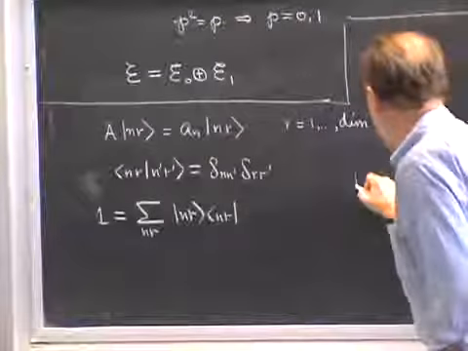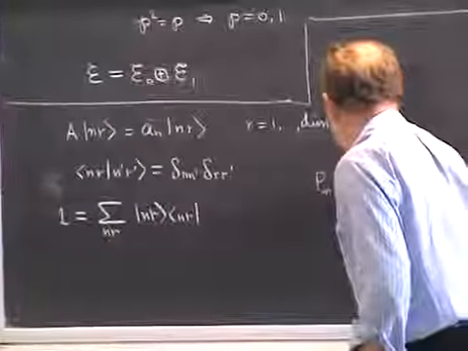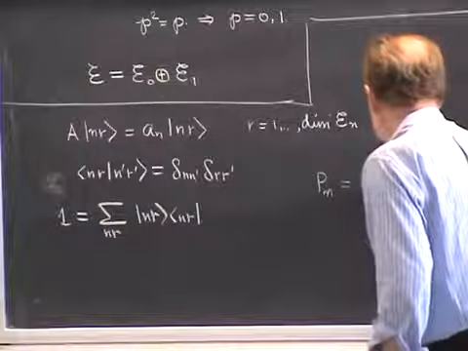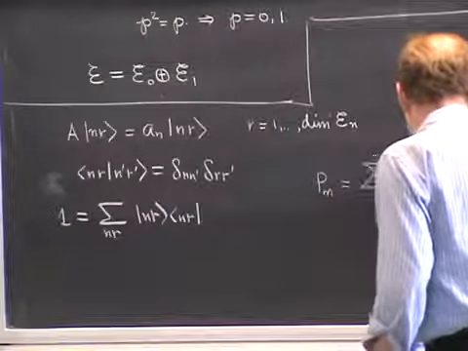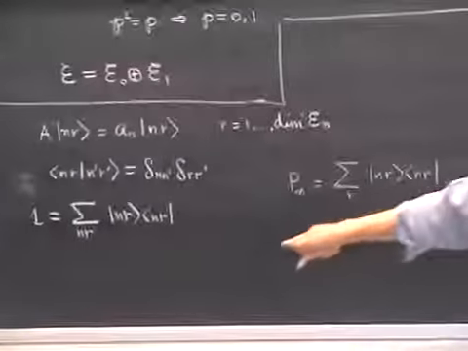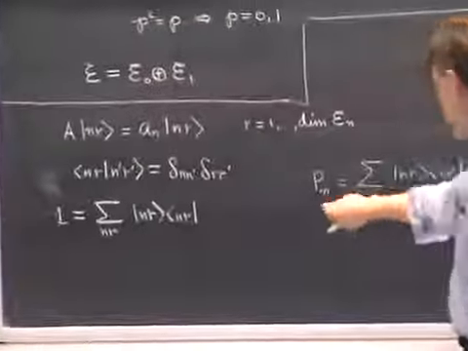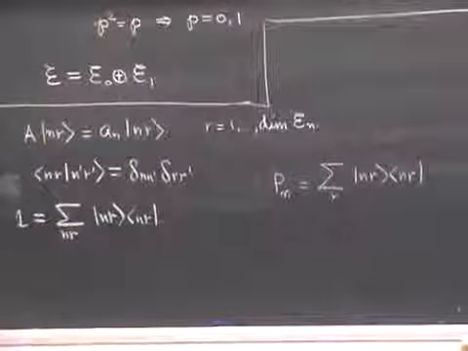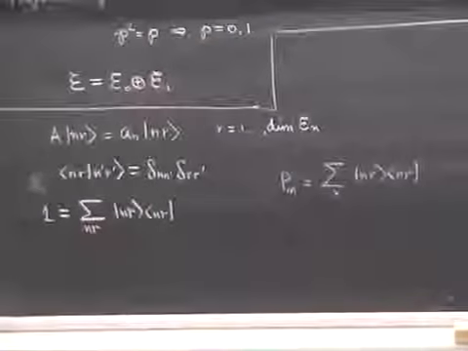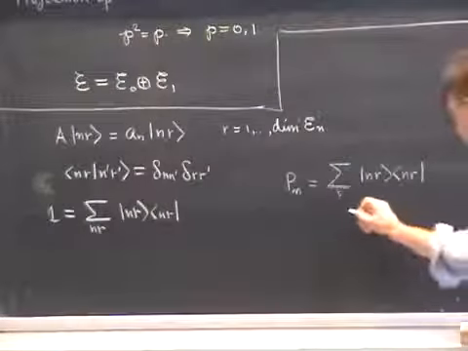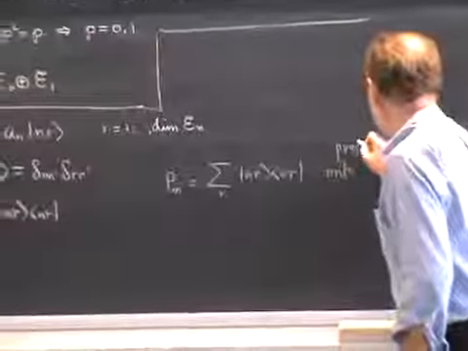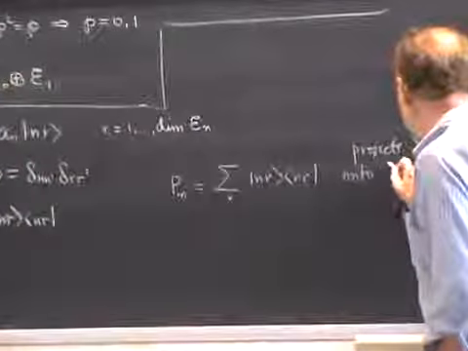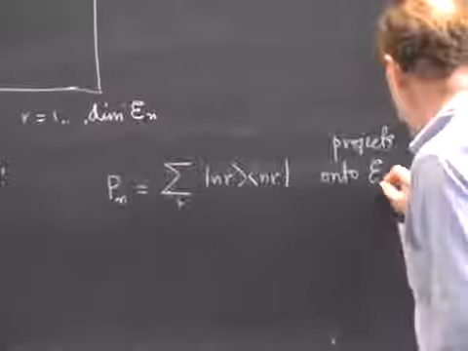What we can do here is to define an operator, it's actually a projection operator, Pn, which is the sum on R of the outer product of nr and r. Here we're summing only on the degeneracy index and not also on n. So this depends on n. Now this is a projection operator onto the eigenspace En.